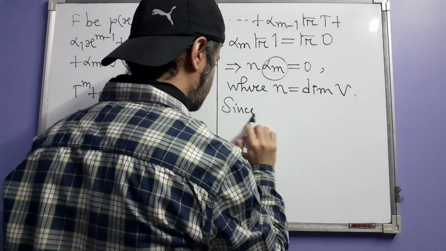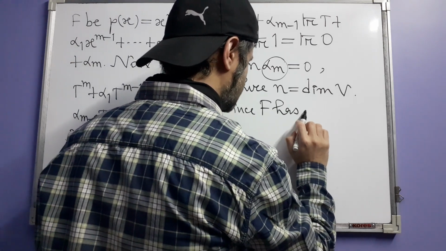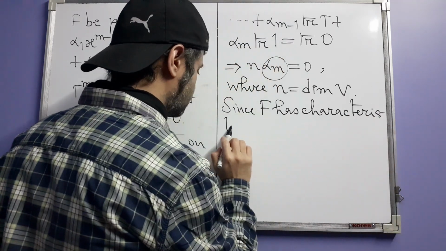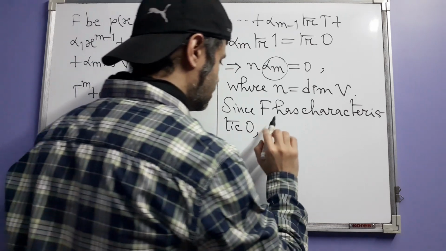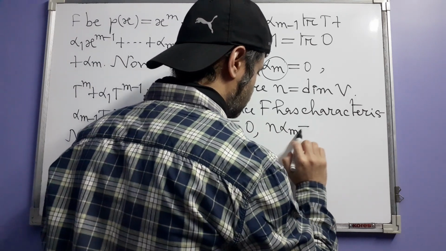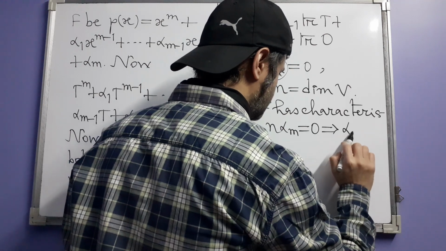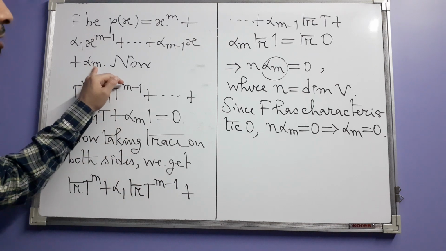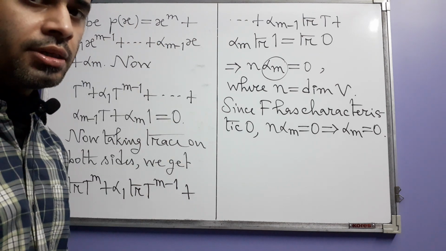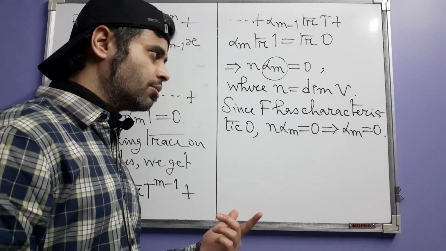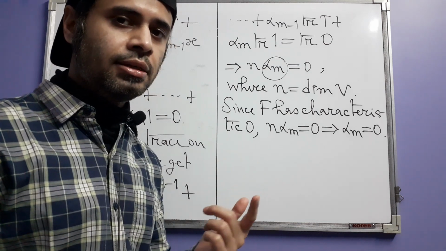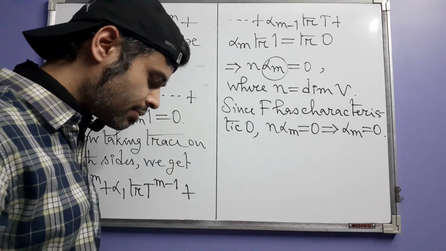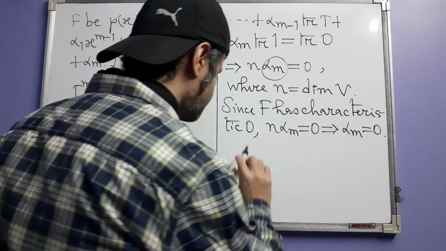Since F has characteristic 0, this implies that alpha m is 0. But what is alpha m? Alpha m is the constant term of the minimal polynomial for T. And when that becomes 0, you know that a previous result tells us that T is a singular operator. It's not regular. It's not invertible. And that result is theorem 612.